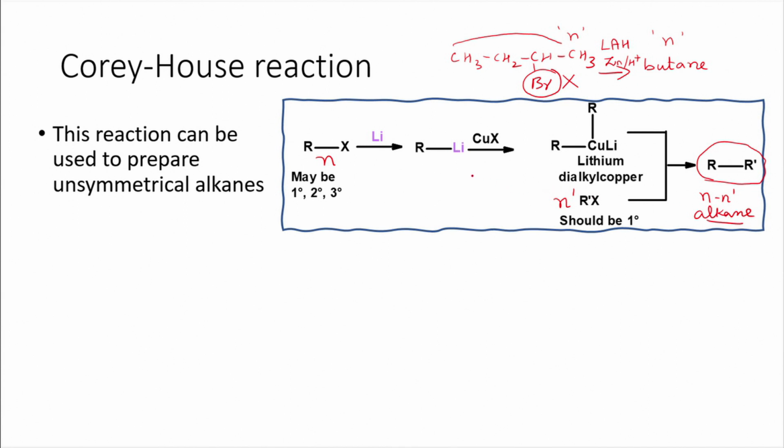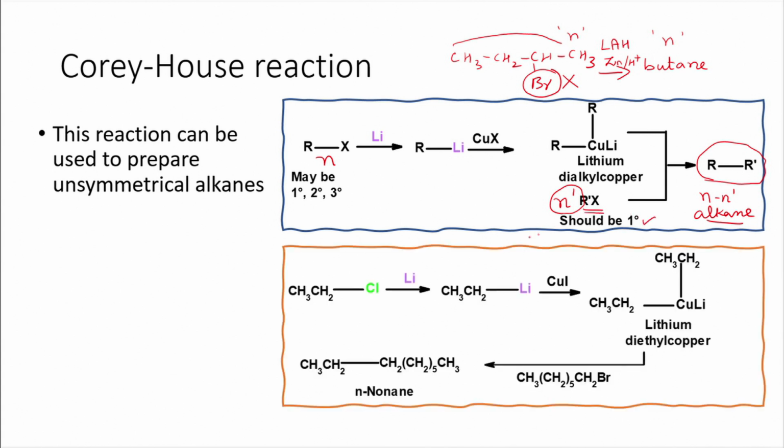The Corey-House reaction is one such example where we can extend the alkyl chain to higher alkanes, and the only limitation here is that the n prime alkyl halide we are using should be a primary alkyl halide. Here is an example: we have ethyl chloride. This ethyl chloride is converted to the lithium derivative with the help of lithium, and copper iodide is added to this to get the lithium diethyl copper reagent.